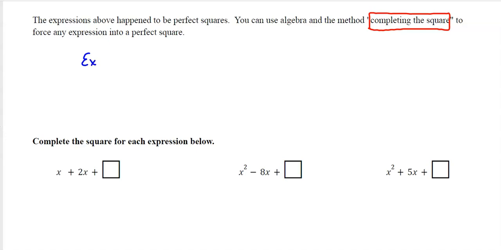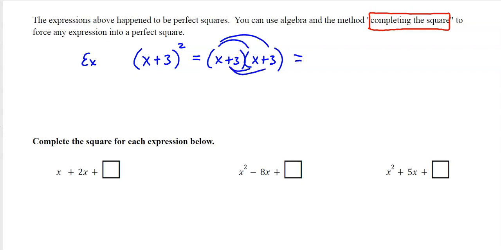One example of a perfect square would be something like x plus 3 times itself, which is x plus 3 times x plus 3. And if we did FOIL and worked it out, we would end up with, when it was all cleaned up, x squared plus 6x plus 9. So notice the relationship between our trinomial and what we started with. I just want you to look at the numbers there and see the relationship.